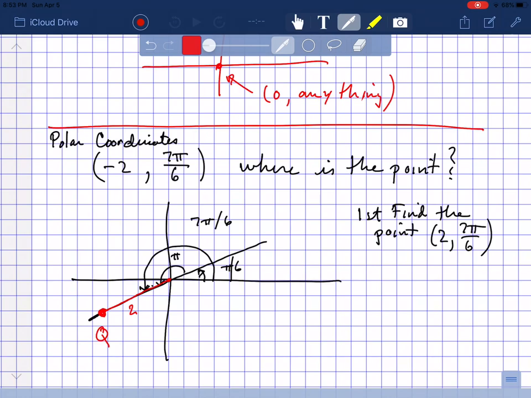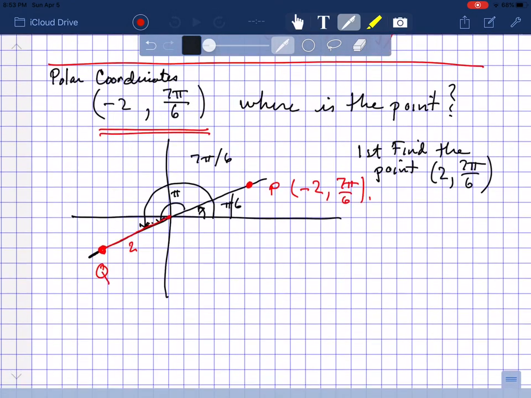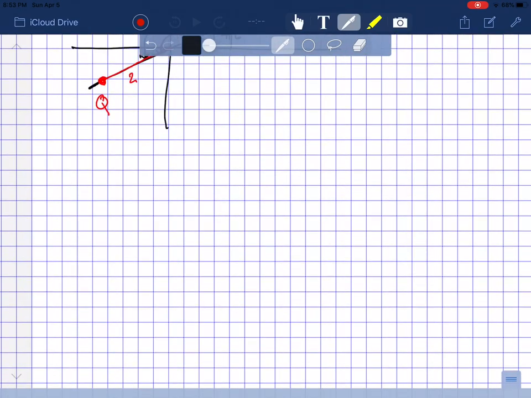Call this point Q. And then if I want the geometric representation, the location of the point whose polar coordinates are -2, comma, 7 pi over 6, all I have to do is reflect this point through the origin. So I get this point here. And this is the point P. So this has coordinates -2, 7 pi over 6. Not so bad.